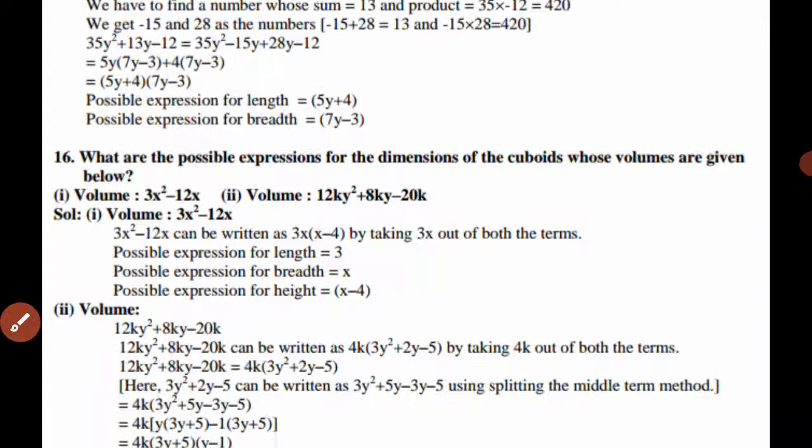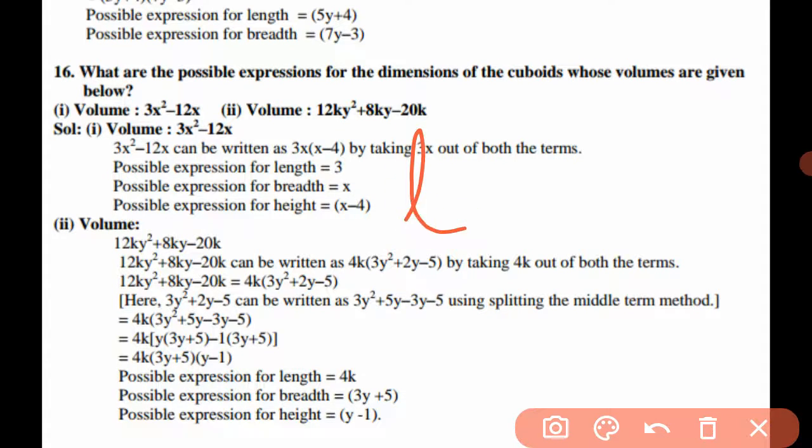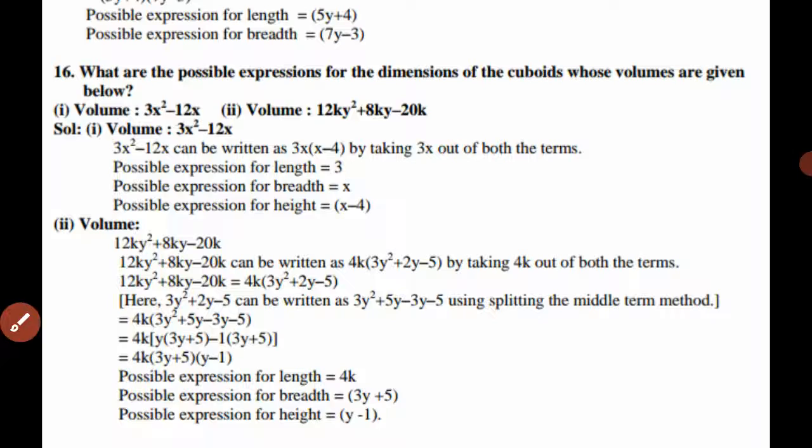Now after this, question number 16, what are the possible expressions for the dimensions of the cuboid whose volumes are given below? So here volumes are given, so from the volume we have to find length, breadth and height. So by using this identity we can find length, breadth and height. So in the first part it will be 3x and x − 4. In the same way, the second part also, by splitting the middle term and solving it, here length is 4k, breadth will be 3y + 5 and height will be y − 1. So in this way you can do this question.